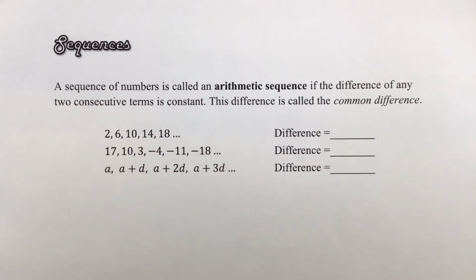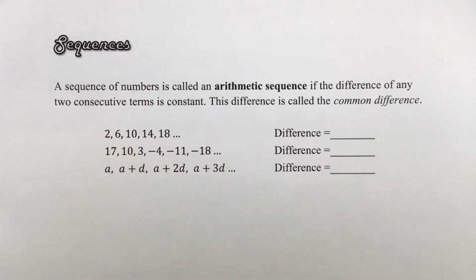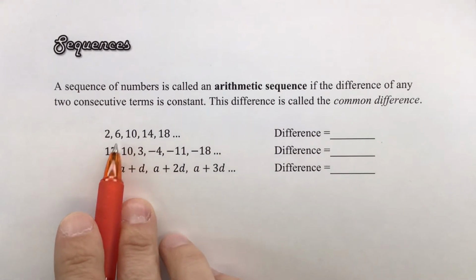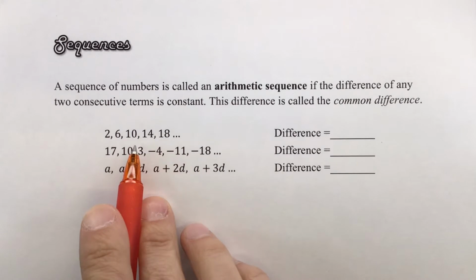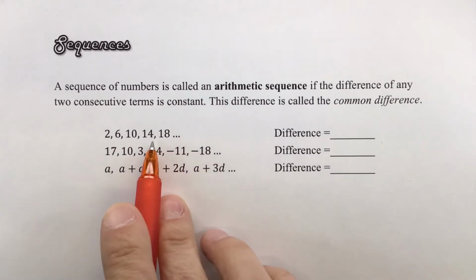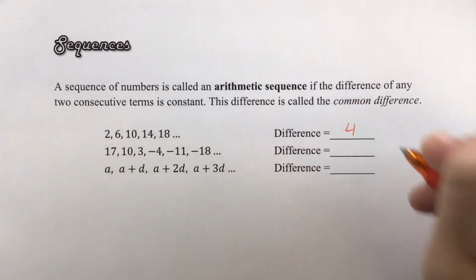The easiest way to do this, and sometimes the easiest way to test to see if you even have an arithmetic sequence, is to take consecutive terms and just subtract them. For example, if I take 6 and subtract 2, I get 4. If I take 10 and subtract 6, I also get 4. And the same is true for the rest of these. 14 minus 10 is 4. 18 minus 14 is also going to be 4. So the common difference that we get here is 4.